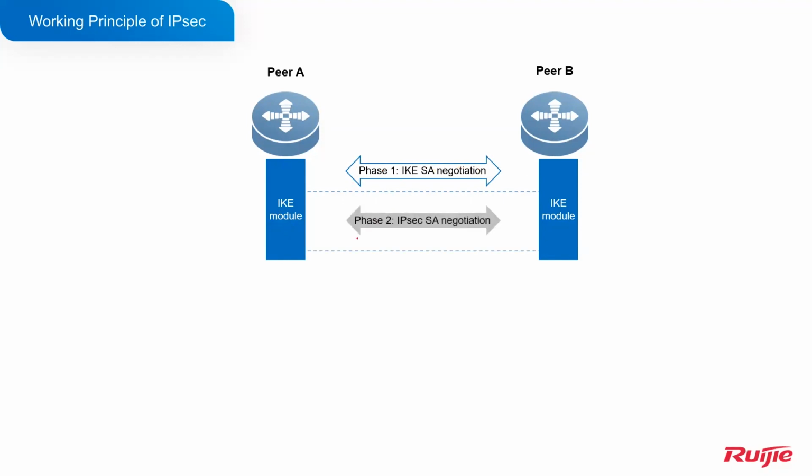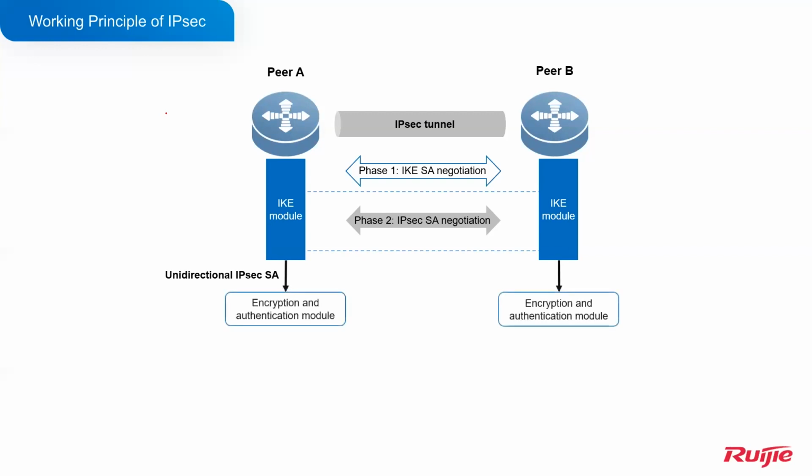And in the second phase, we use the IKE SA to protect the IPSec information. So we will help to establish the IPSec SA, because in these two steps, IKE and IPSec, they will use different algorithms and the purposes are different. And then if the IPSec SA is ready, we will establish the IPSec tunnel. And the IPSec SA is unidirectional. So the traffic from left to right and also right to left, the information will be different.